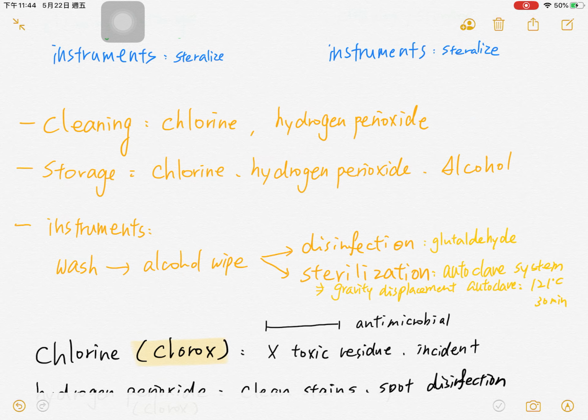And also, since alcohol is a flammable and easily evaporated material, we have to ask the cleaner to make sure that the containers that have contained alcohol are well sealed, and also kept in a cool and well ventilated area.